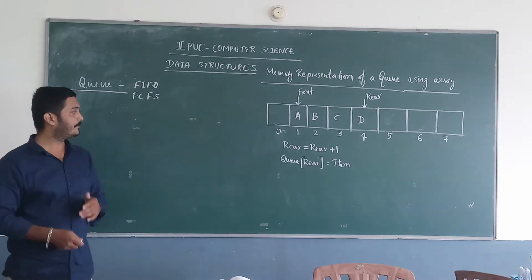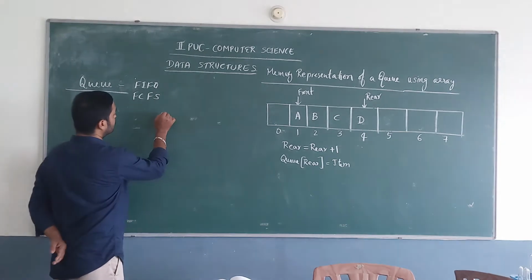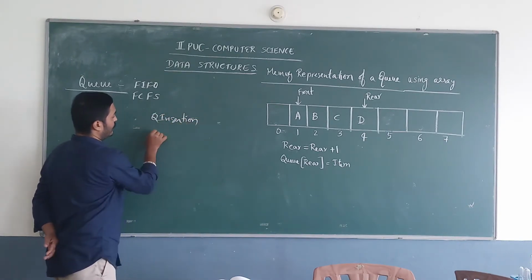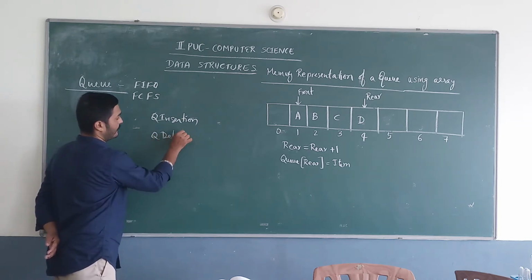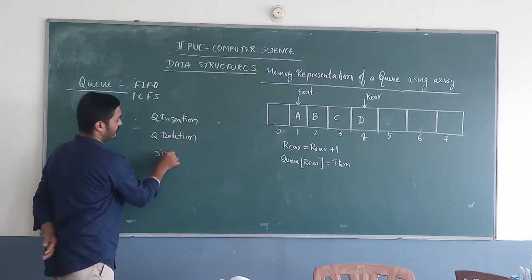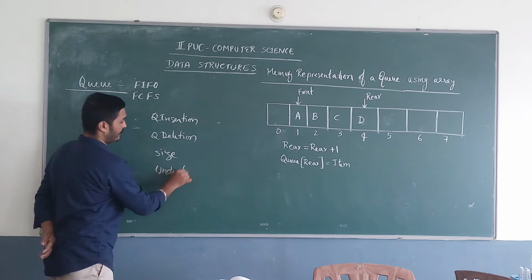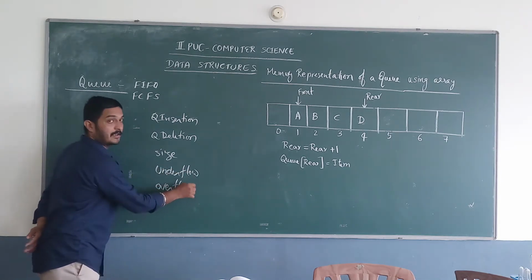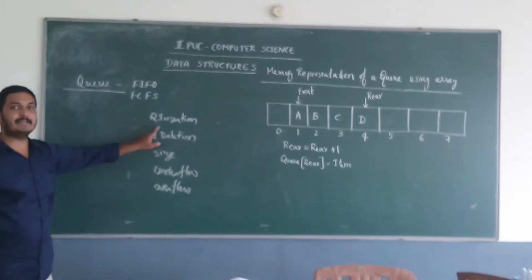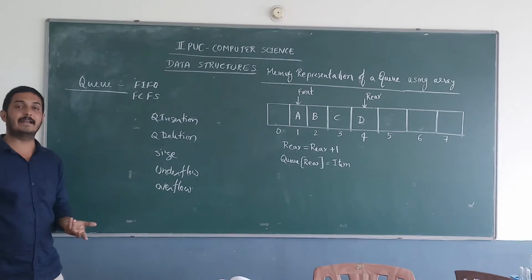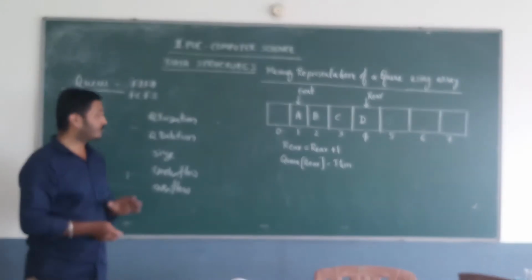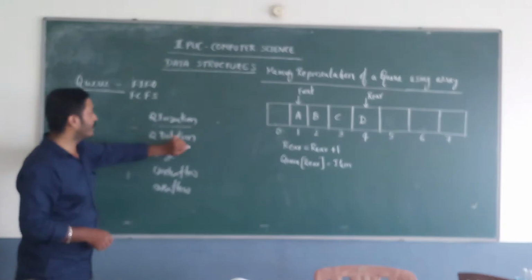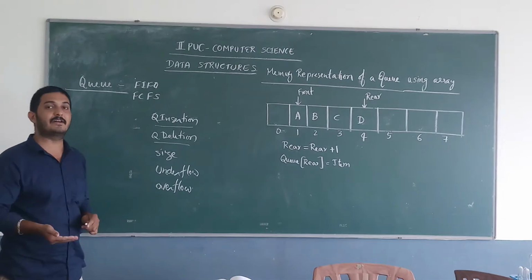These are the two operations, and there are five operations possible on the Queue data structure: Queue insertion, Queue deletion, size, underflow, and overflow. Queue insertion means we can insert an element into the Queue through the rear end. Queue deletion means we can delete from the front end.